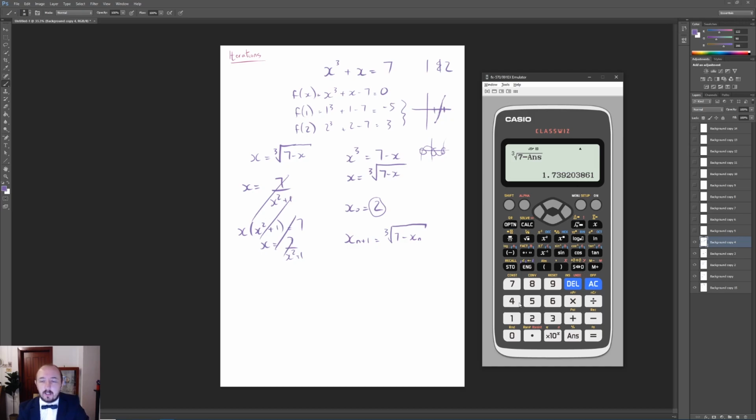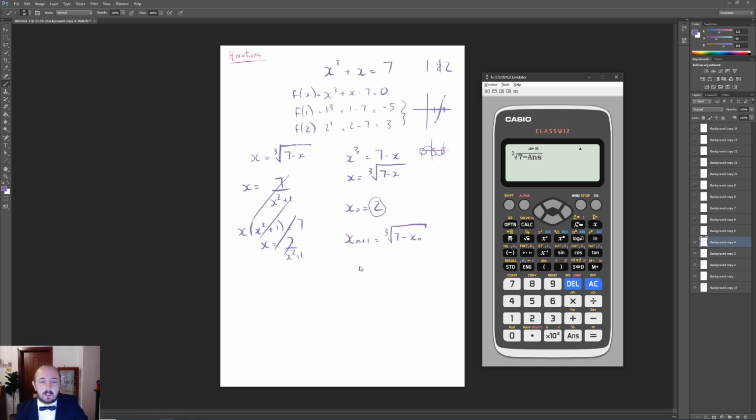Okay, so let's just do that again. We put 2 and then equals, and then we're going to do the cube root of 7 minus answer. Okay, so it will take the answer each time and put it back into the equation. So it says it wants it in this question 3 times.